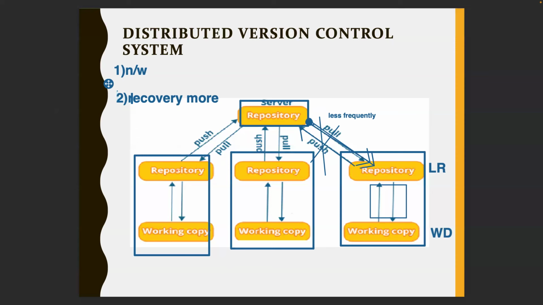Okay. And there are certain tools which follow this distributed architecture, like Git follows this distributed version control system architecture. Git, Mercurial, Fossil comes under this category. Fossil is another tool that falls under this distributed architecture. Any more queries? Is the architecture clear?